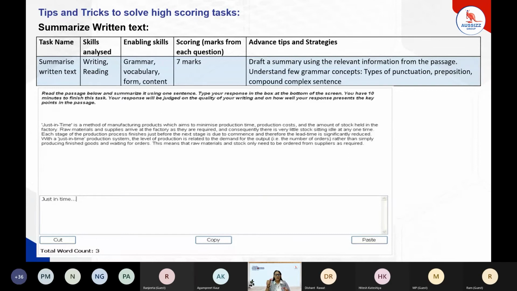The most important thing is that we have to draft a summary. Now writing the summary means it must have something like an introduction, body, conclusion with perfect grammatical skills. That is punctuation, prepositions. Am I making a compound sentence, complex sentence, compound-complex sentence, or simple sentence? Lots of parameters are involved, right?